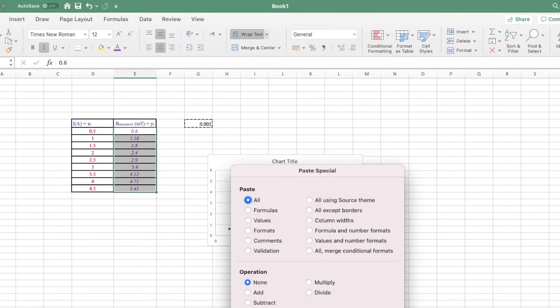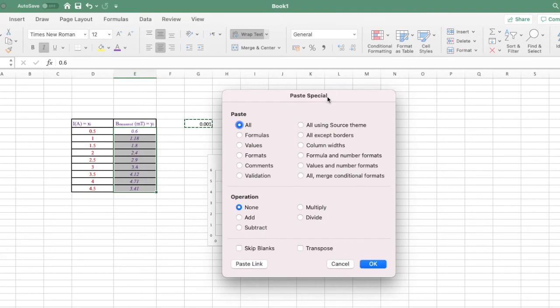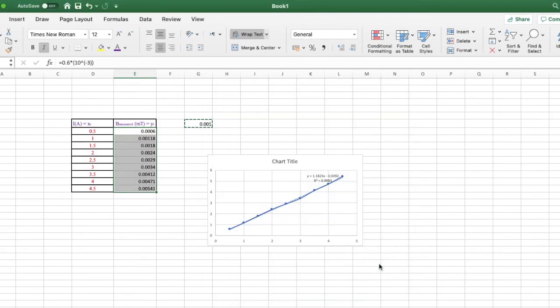So as we can see over here, we have multiple options. We are going to be choosing the multiply option. So in the operation window over here, you choose the multiply option. It basically means that you want that value to be multiplied by that entire column, which has been highlighted. Then you click on OK. So as we can see now, the values for the magnetic field have been converted to SI units by multiplying them by 10 to negative 3.